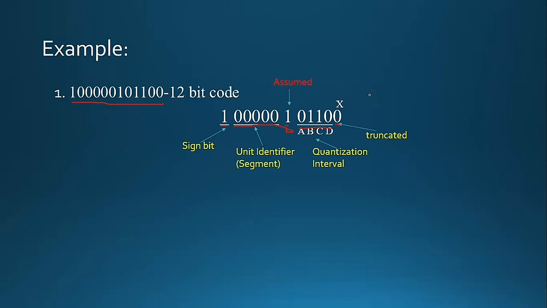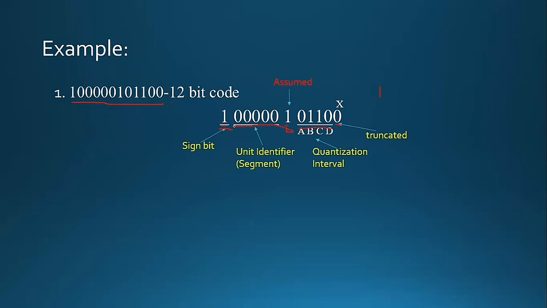So based on the steps, we must retain or copy the sign bit from the 12-bit code into an 8-bit code. So whatever is the sign bit, we must copy it. Since it is 1, we must copy 1.